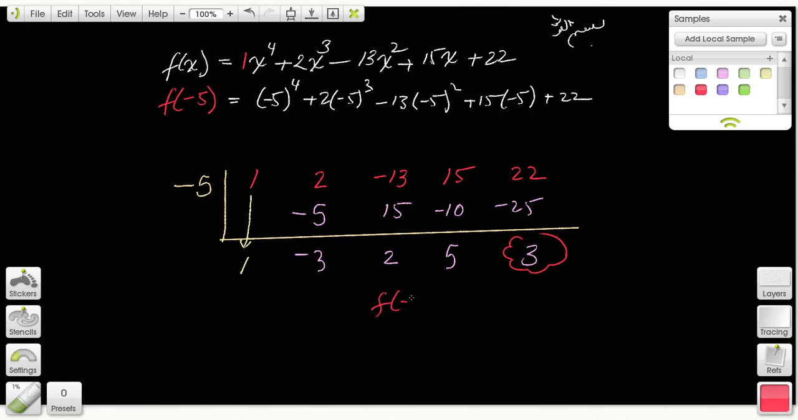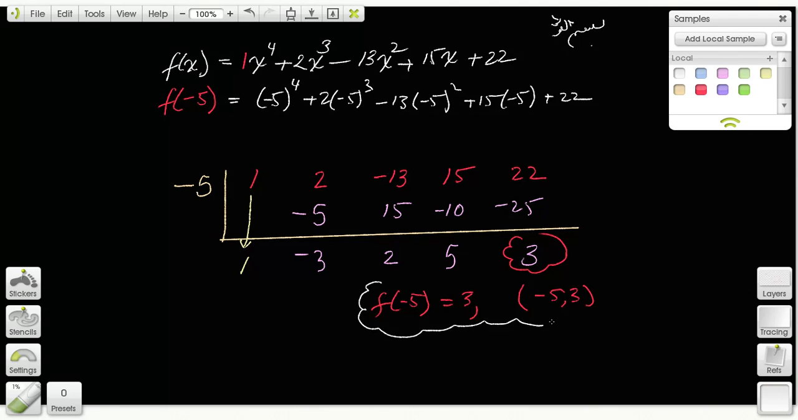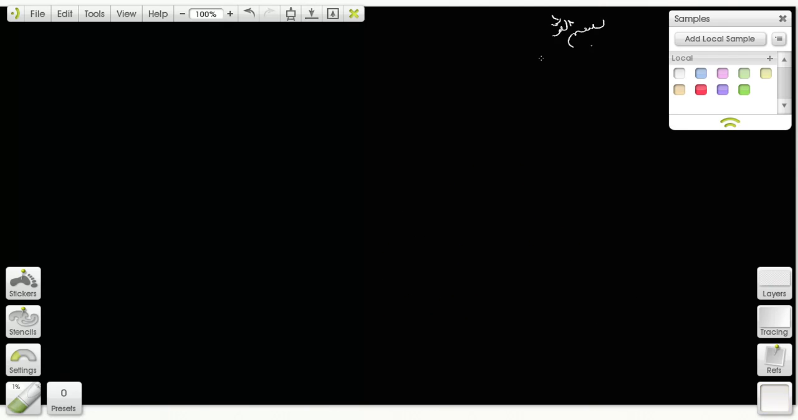So f of negative 5 is equal to 3, or negative 5 and 3 is an ordered pair that's on this function. And as I suggested, I would request you to write it like this. Okay, that was pretty cool. So if you wanted to do this, you do all of this, and trust me, you get 3. All right. So that's one example. Let's do some more.